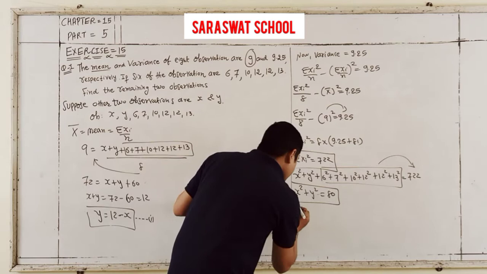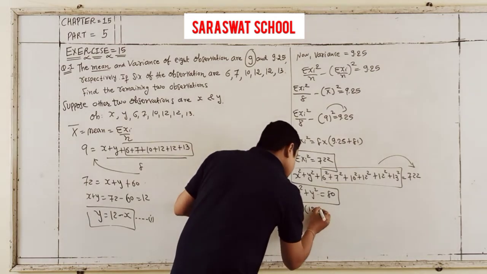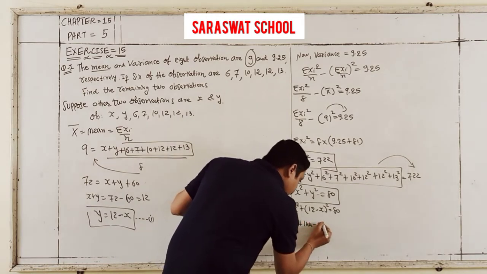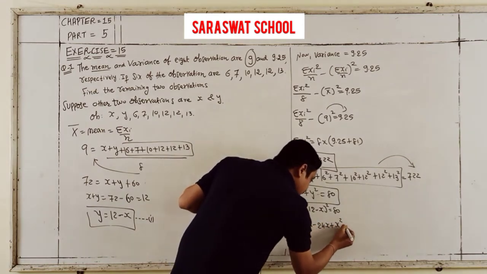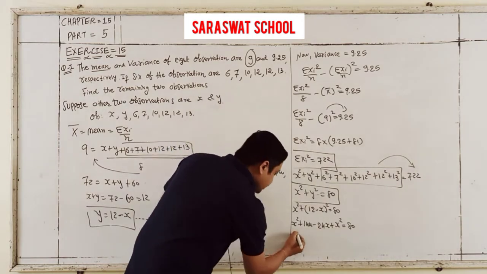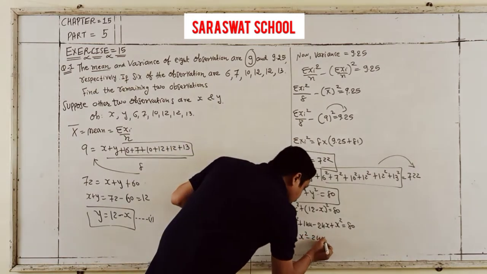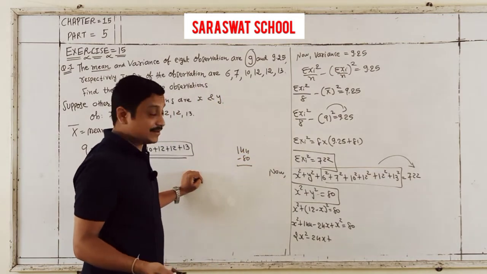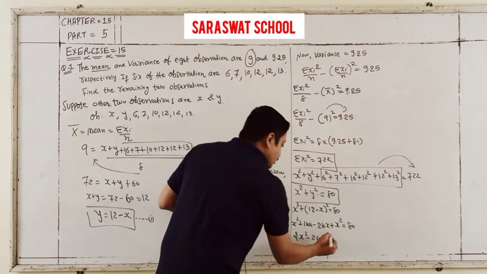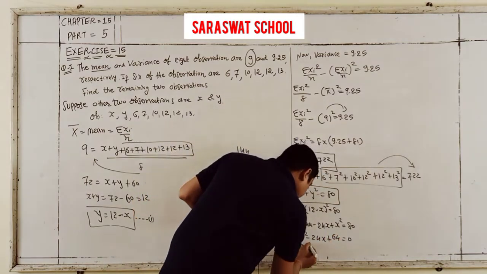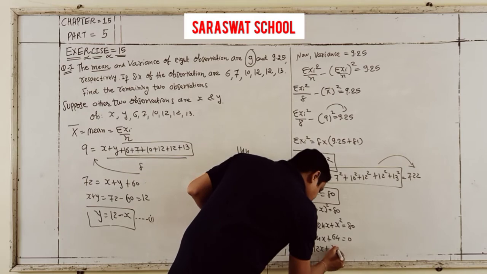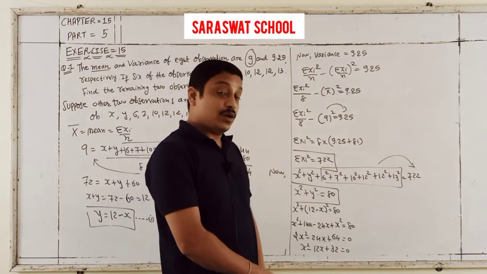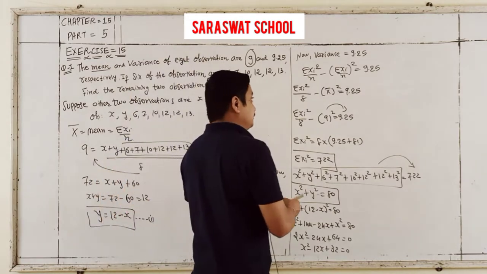So x square plus y square, with y as 12 minus x, equals 80. So x square plus 144 minus 24x plus x square, equals 80. So 2x square minus 24x plus 144 minus 80. Just subtract them: here 144 minus 80 is 64. Now take 2 common: x square minus 12x plus 32. Now students, splitting 32, the sum has to be 12.